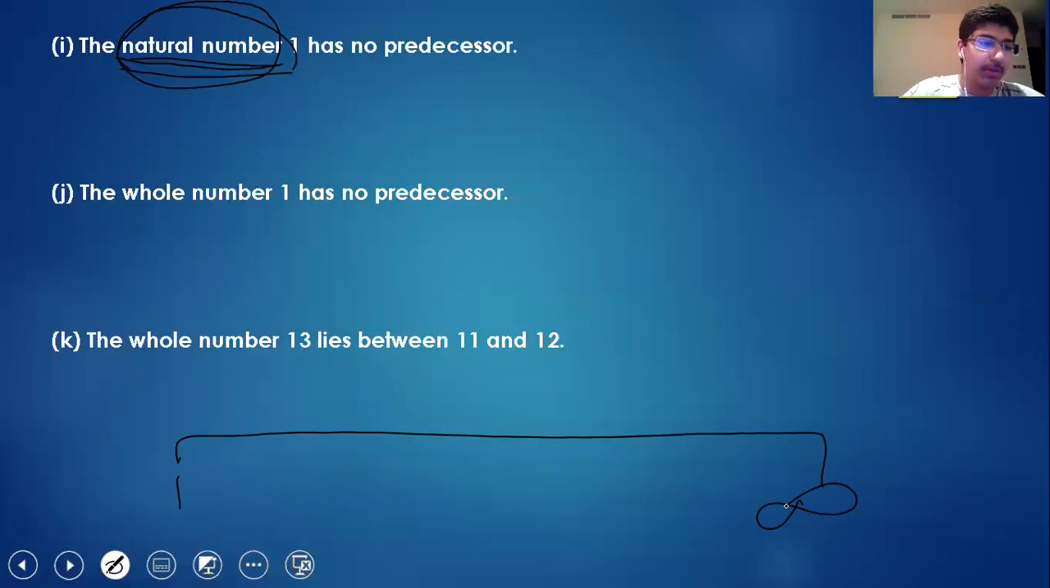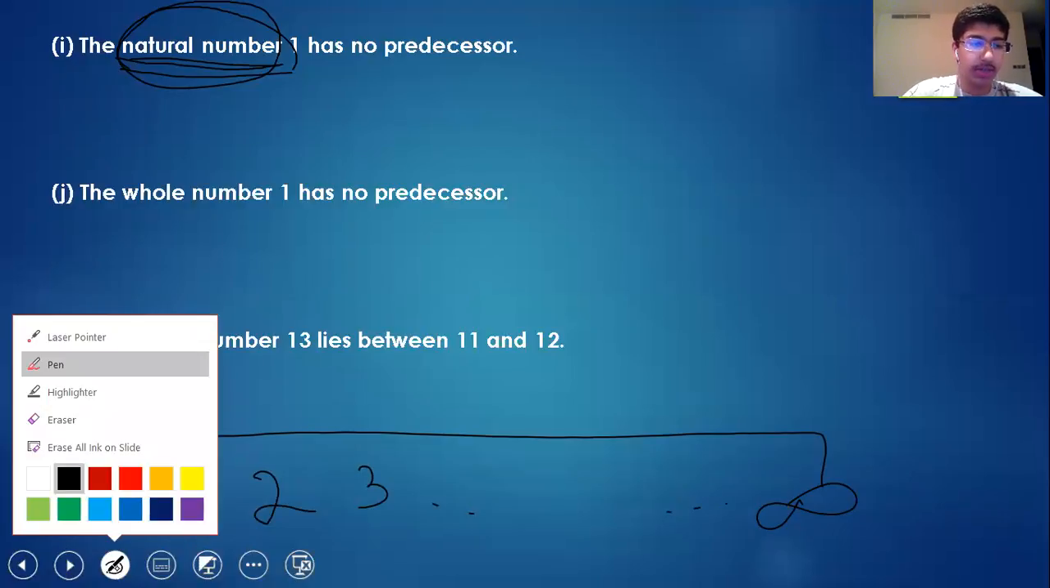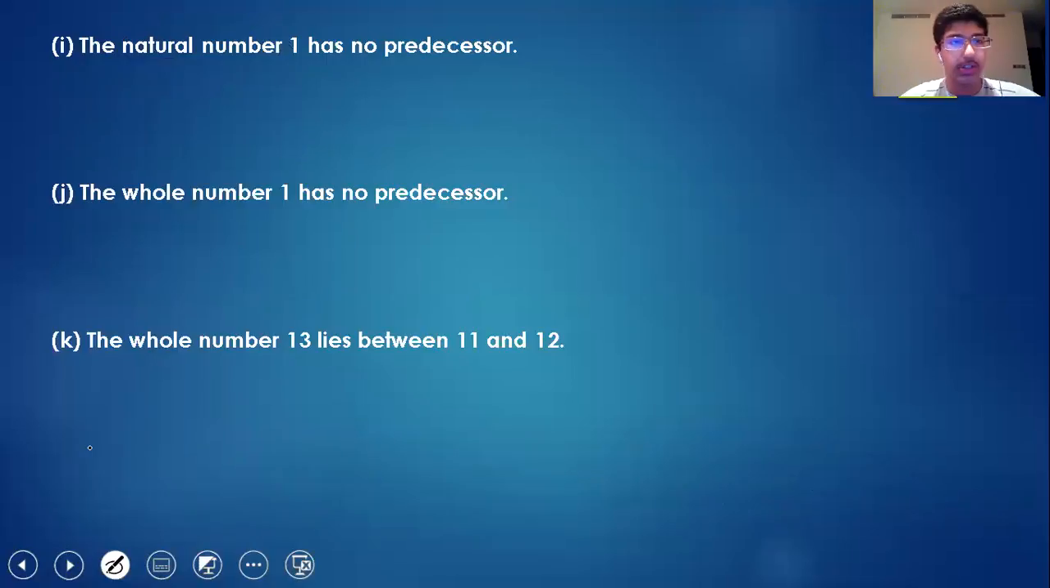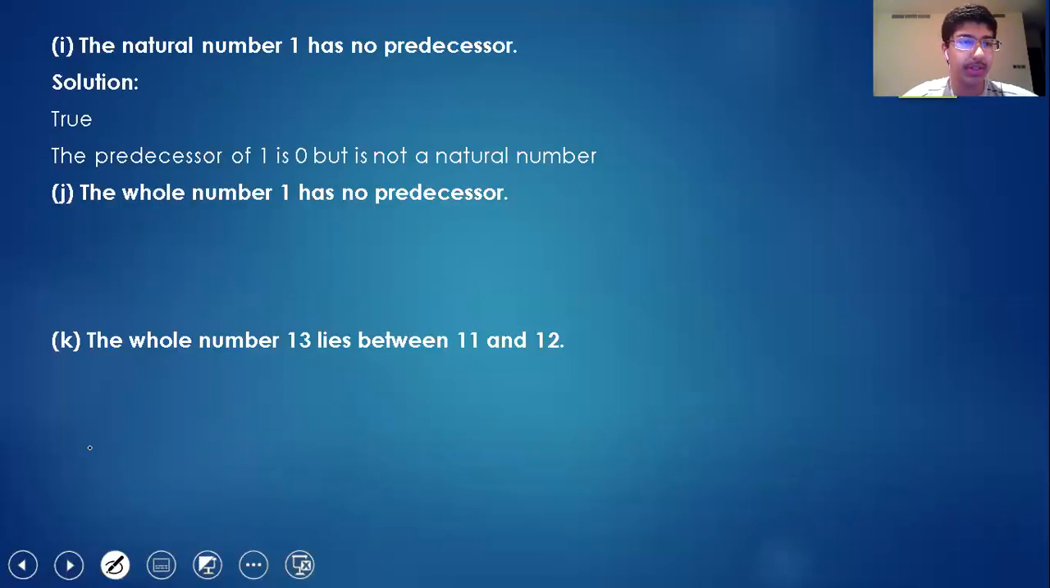So natural number 1 has no predecessor. It is true, because it starts with 1. There is no number before 1. 2, 3, 4, like that, it goes on, but it always starts with 1. So it says natural number. Whole numbers start from 0. So natural numbers start from 1 to infinity. So obviously, the natural number 1 has no predecessor. Correct? So the statement is true.